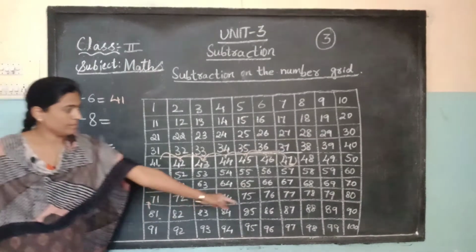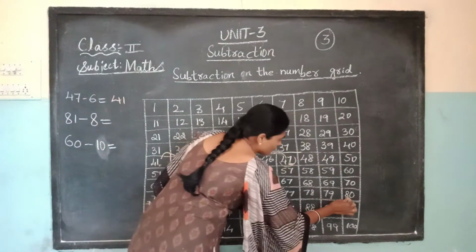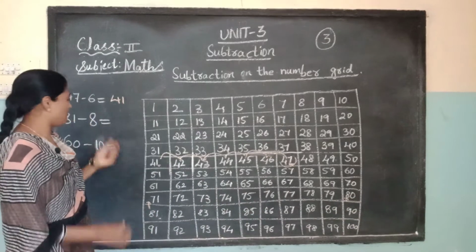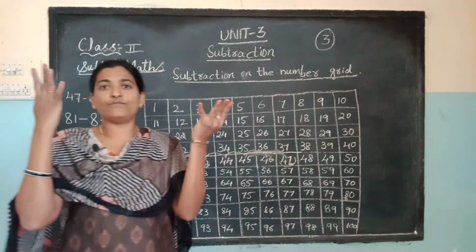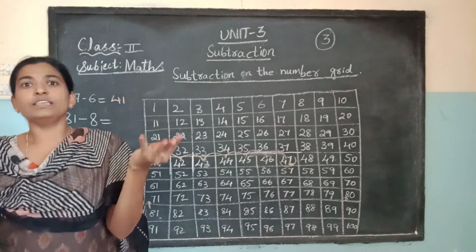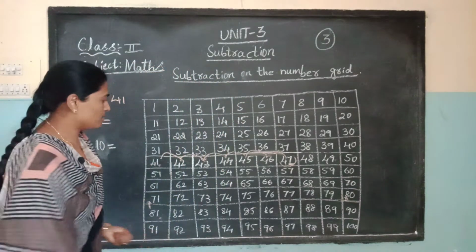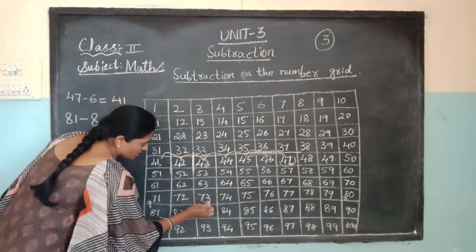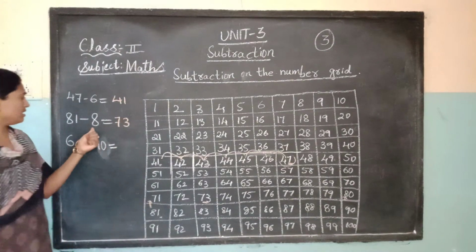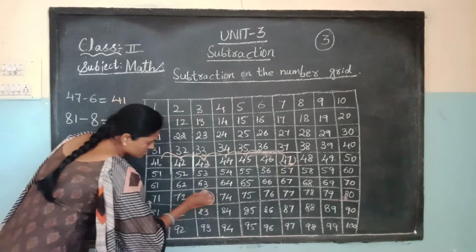Yes. 81, what will come? 81 minus 8. You have one row up, no children? 81 in the mind, 8 on your fingers. 81, before it 80, 79, 78, 77, 76, 75, 74, 73. Up to where? 73. Yes. What answer did you get? 73. Here you keep the arrow line one row up. 73 is the answer.